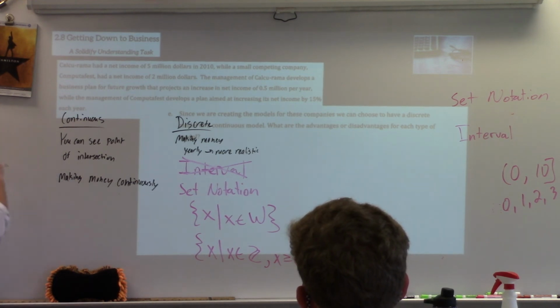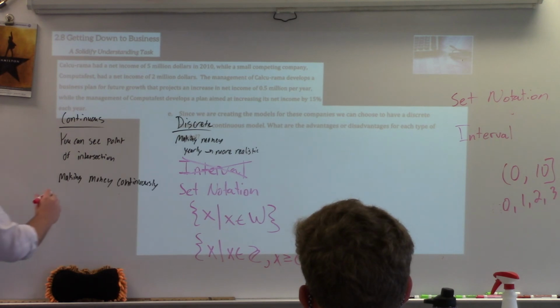But continuous would mean that we're doing everything. What is the lowest domain value possible based on what we've done? 0. Should I put a bracket or a parenthesis on it? Bracket. With a bracket, the number can be equal to that number. Can we equal 0 years? Yes, you can have 0 years.